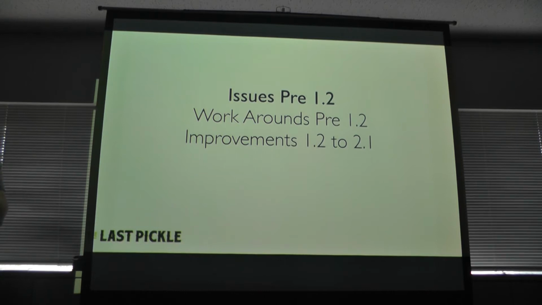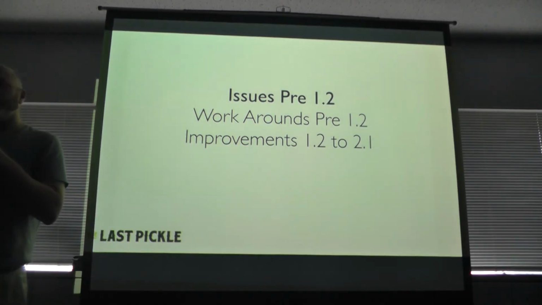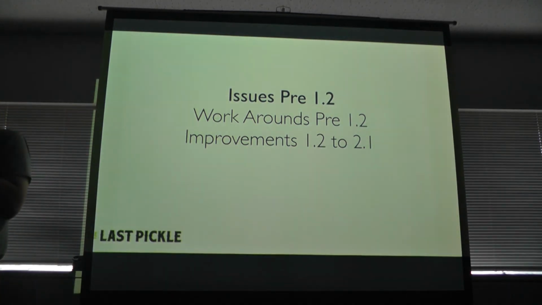So what I'm going to do today is look at the issues we had before version 1.2 and some of the workarounds we used to use, so that when we look at the improvements that came into Cassandra after version 1.2, in version 2.0, and the things that are planned for version 2.1, we have an understanding of why those changes were made. And hopefully this will give you an incentive to use the more recent versions of Cassandra.